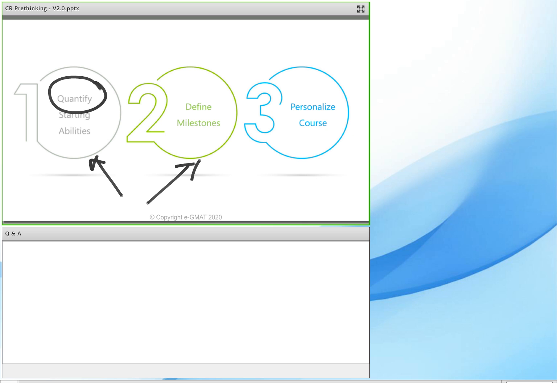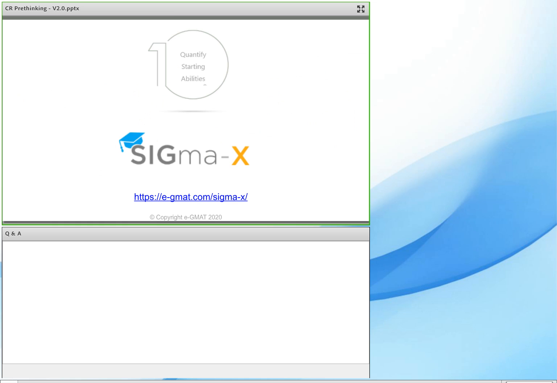Now, once you have the starting abilities, once you have those milestones defined, that's when you personalize your learning. You focus on and say, this is what I'm going to do. To this extent, let's say, for example, if a good percentage of your verbal score improvement is to be driven by sentence correction, then you probably are going to spend more time on sentence correction than on reading comprehension. If it's the other way around, then the time spent should match that strategy.